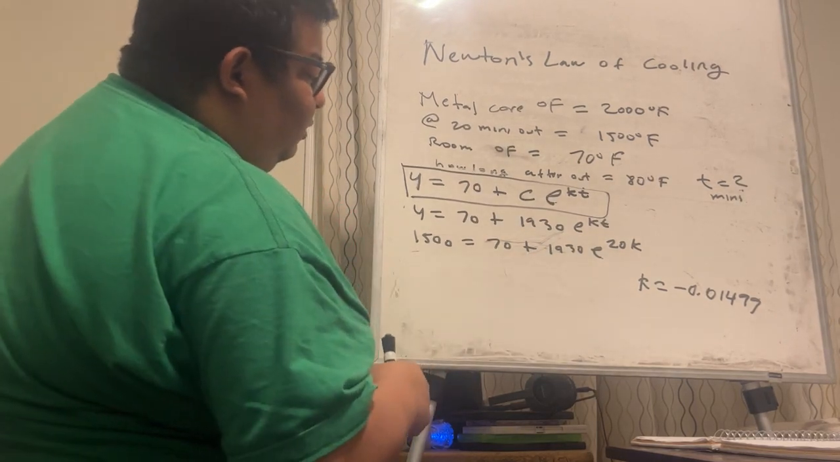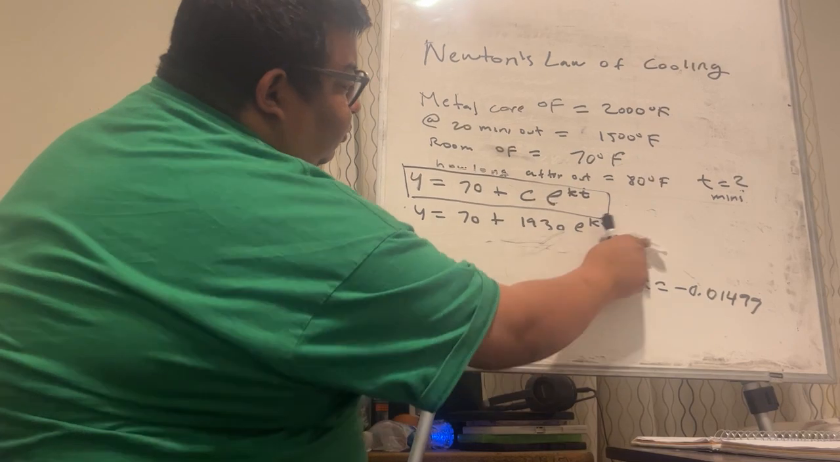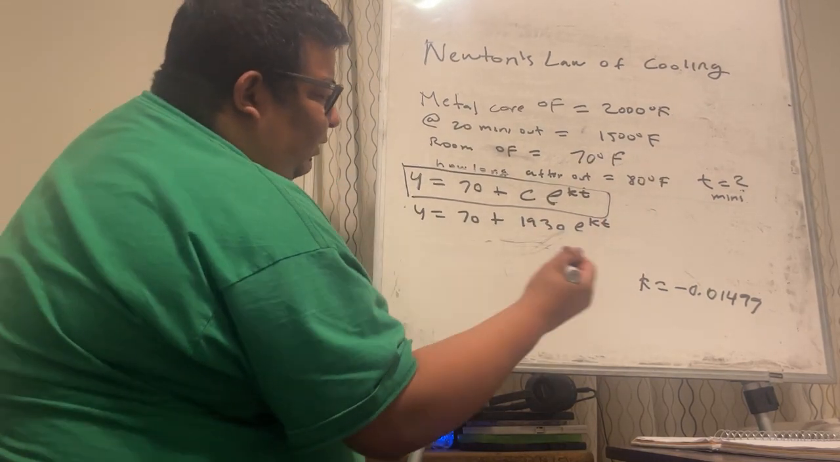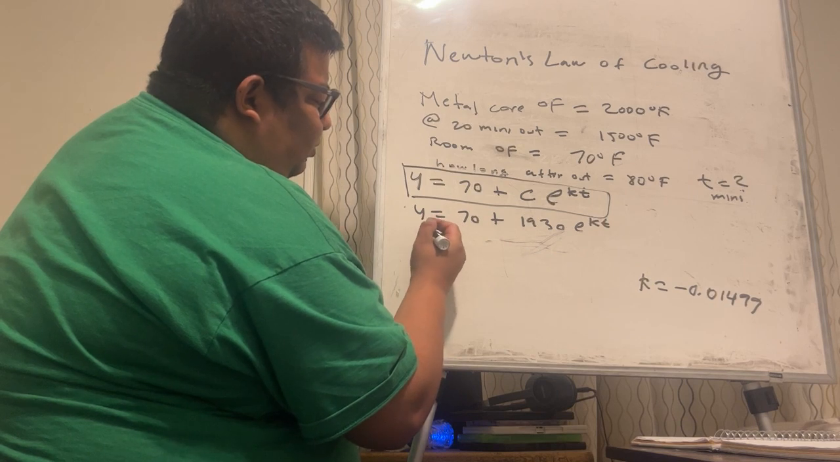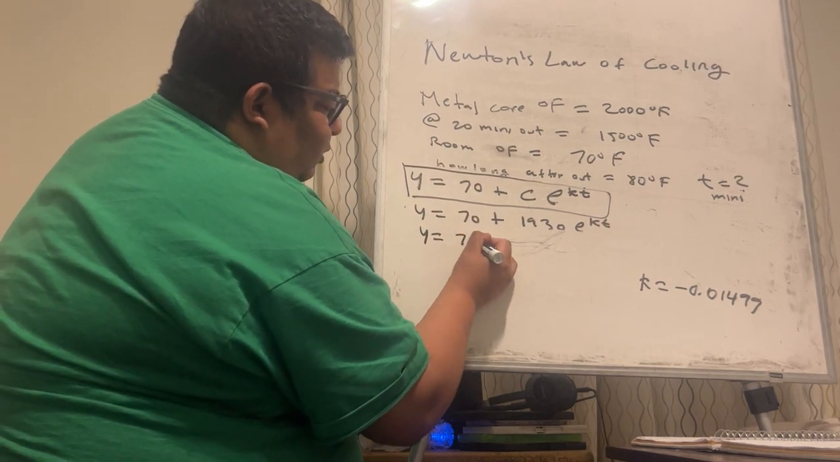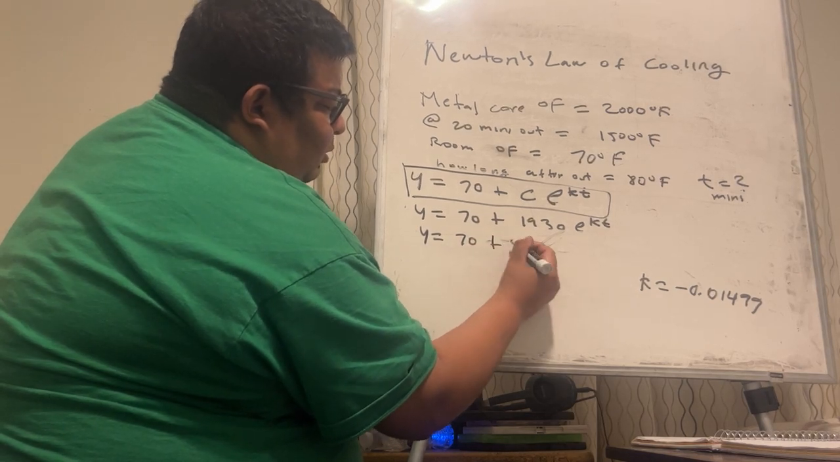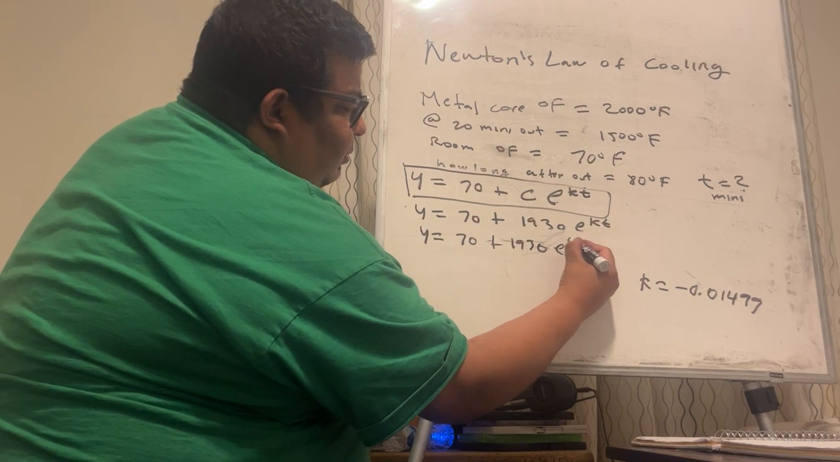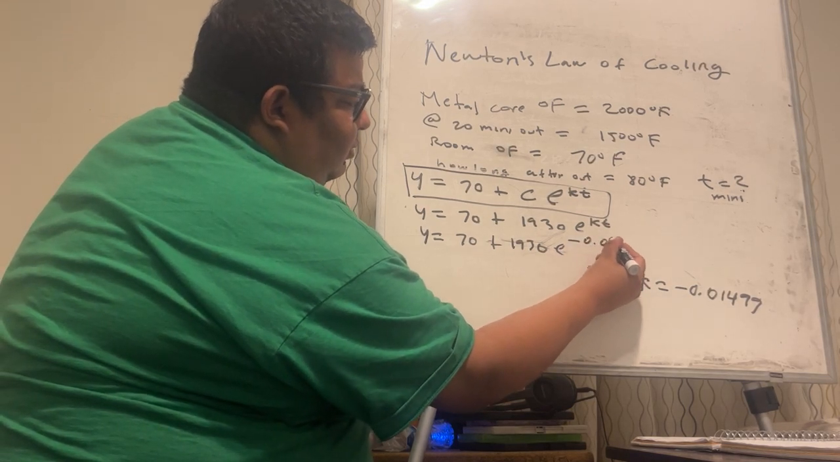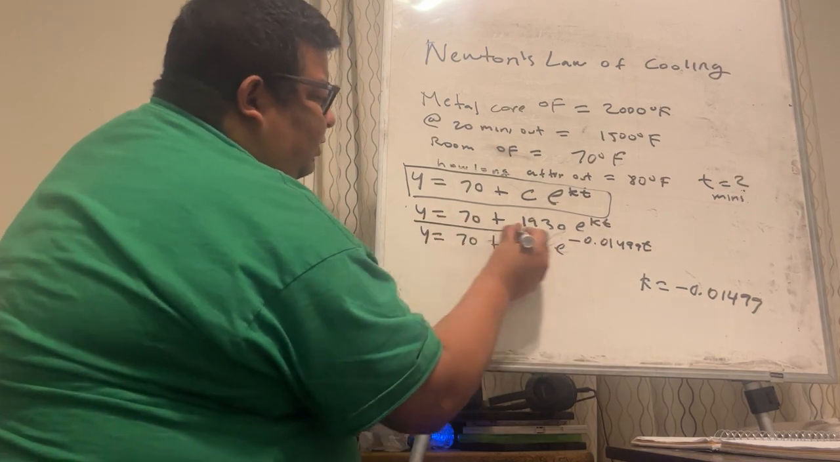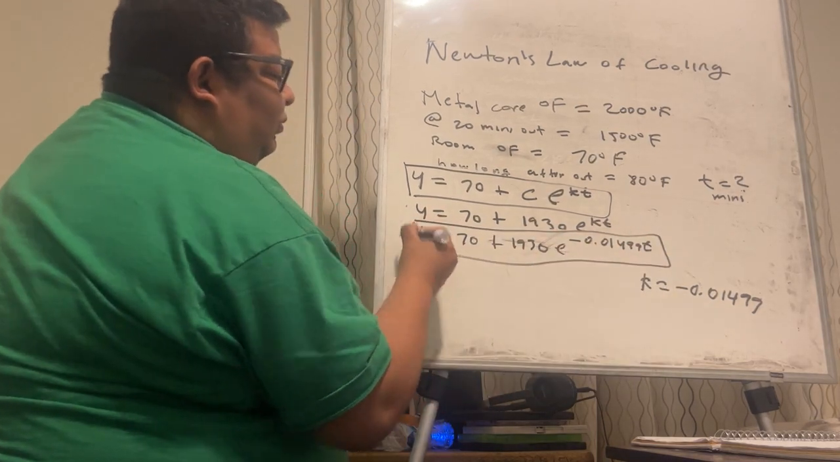So now this would be our particular solution. The particular solution for this example is y equal to 70 plus 1930 e to the minus 0.01499 times t.